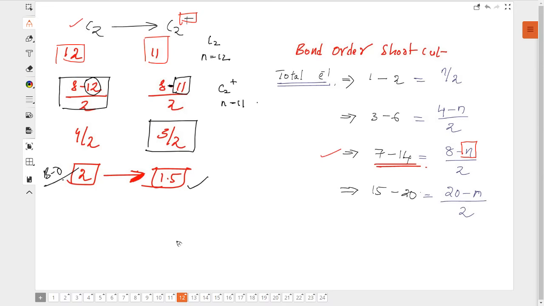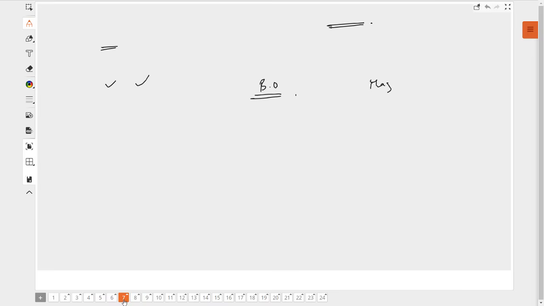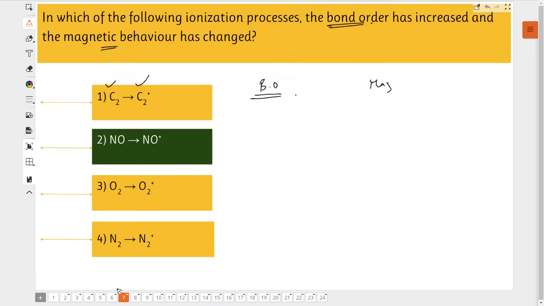Correct? Yes? Well, that's great. Now, can you try doing it for the remaining 3 options and check if the bond order is increasing or decreasing? Quickly. I'll take you back to the previous slide of the question. Number 1, it should be here. Yes. Can you calculate the number of electrons and then finally calculate bond order and tell me in which option the bond order is increasing? I'm waiting for your answers.